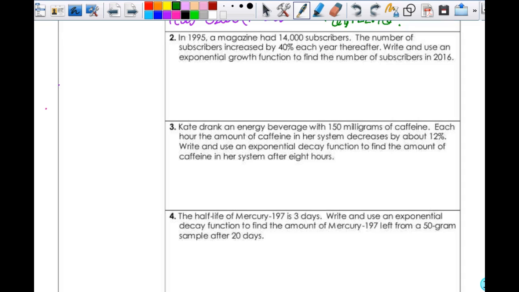All right, so go ahead and write both of the equations for number 2. And you can go ahead and write them and find the numbers. Okay.